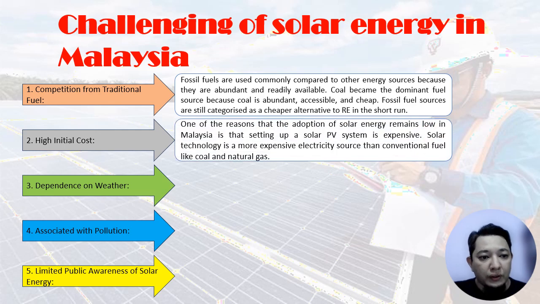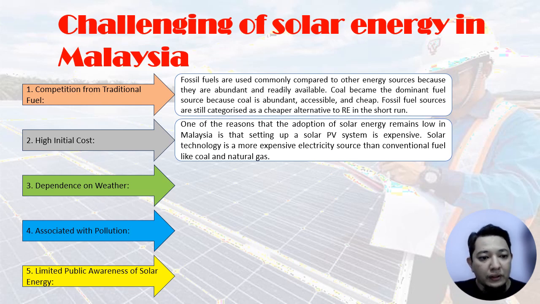Second point, high initial cost. One of the reasons that the adoption of solar energy remains low in Malaysia is that setting up a solar PV system is expensive. Solar technology is a more expensive electricity source than conventional fuel like coal and natural gas.